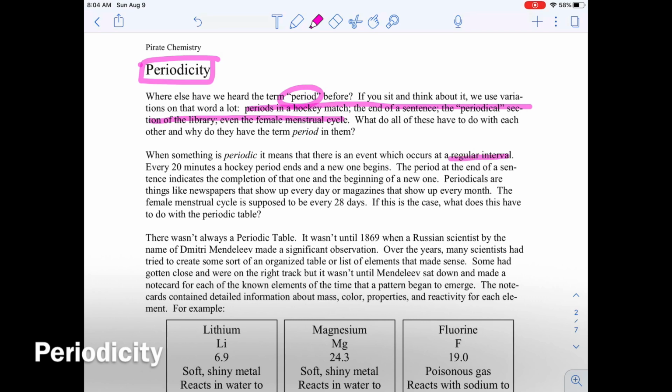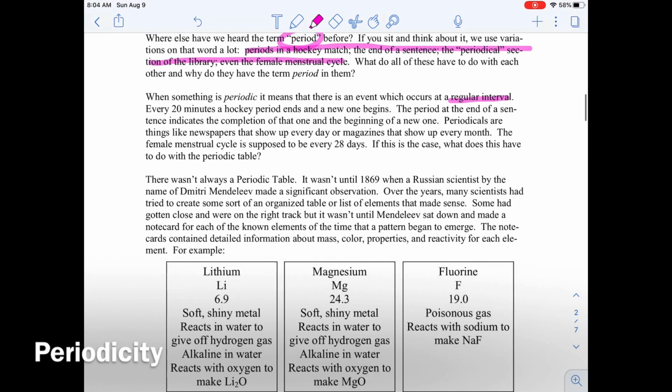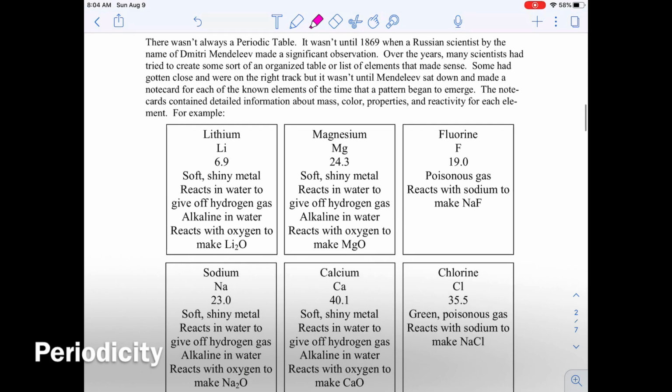20 minutes for a hockey period. A period at the end of a sentence. Every 28 days you have your period, your menstrual cycle, and all these fall into line of why it's called the periodic table of elements. Now, let's look at this and understand that there's a simpler way to look at what Mendeleev had to do, and let's take a look at that now.